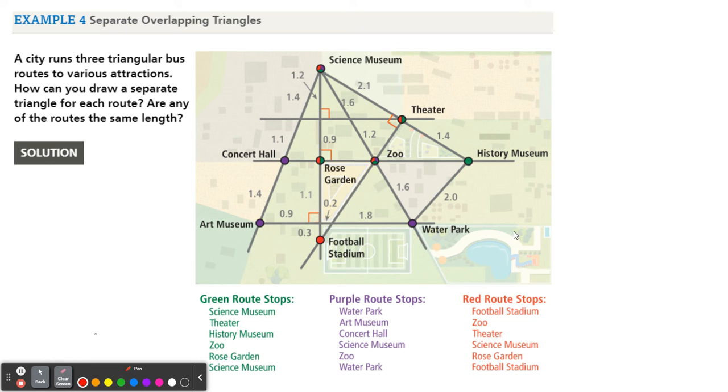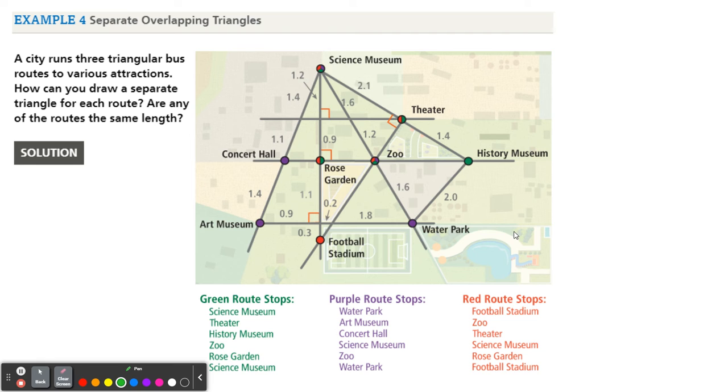All right. So it says a city runs 3 triangular bus routes to various attractions. How can you draw a separate triangle for each route? Are any of the routes the same length? Okay. So I'm going to use green, purple, and red. So let's use green for the green route.